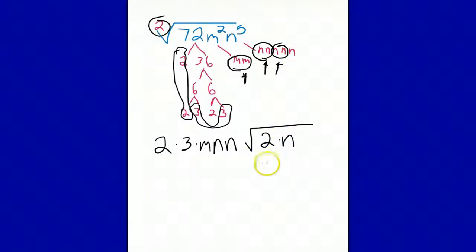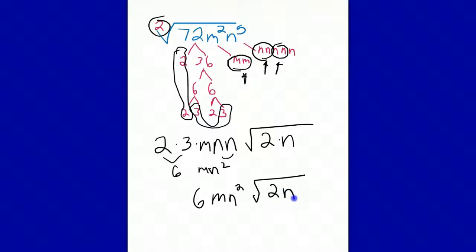Now all I have to do is clean this up. All it is is multiplication. So this would be 6, M, and remember this stands for N squared, and then 2N. So your final answer is 6 m n squared square root of 2n. You're done. It looks like a lot, but if you know your square roots really well, you don't have to break down the factor tree as much. But the factor tree will never fail you as long as your arithmetic is alright.